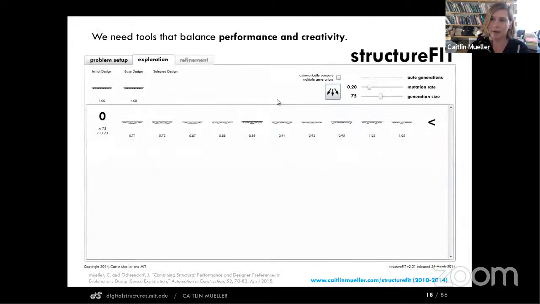I develop a lot of computational tools and methods to try to exploit that tension. This is one of the first tools that I made when I was a PhD student called StructureFit that works on shaping trusses. It uses something called an interactive evolutionary algorithm to co-evolve designs with human designers. It searches through the space and finds high-performing subsets of designs that it presents to the user. These are also filtered by diversity. So it's trying to show us designs that are visually distinct and high-performing.